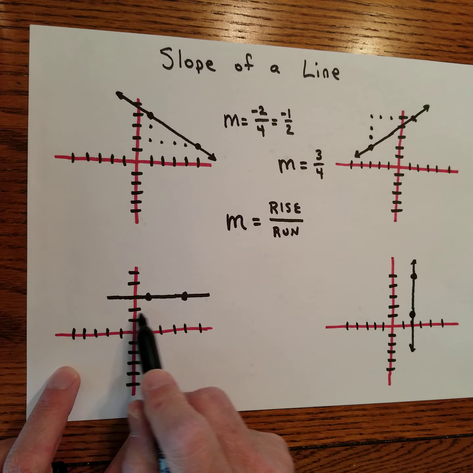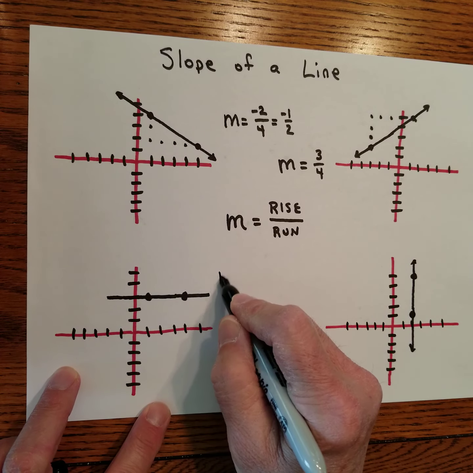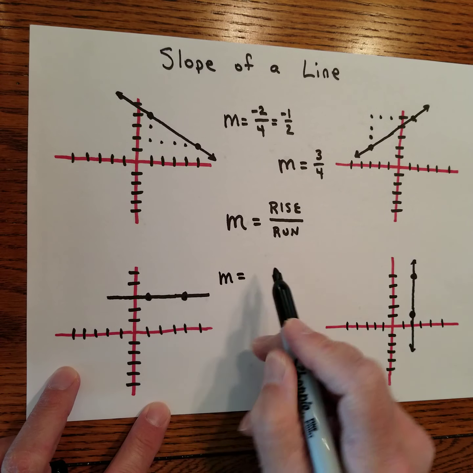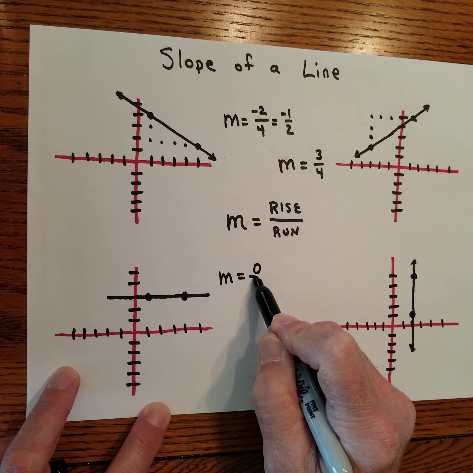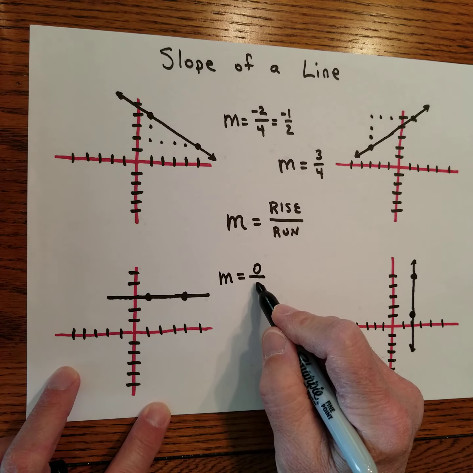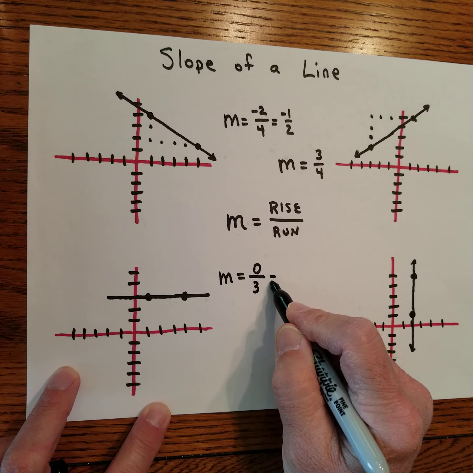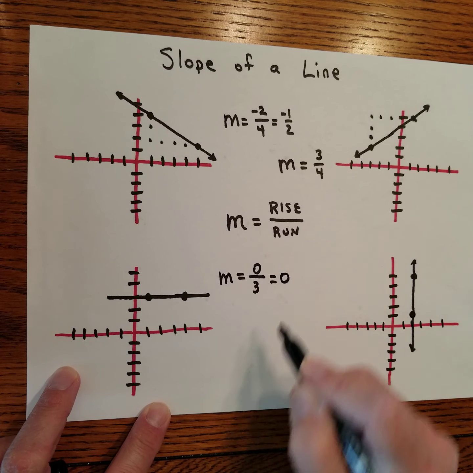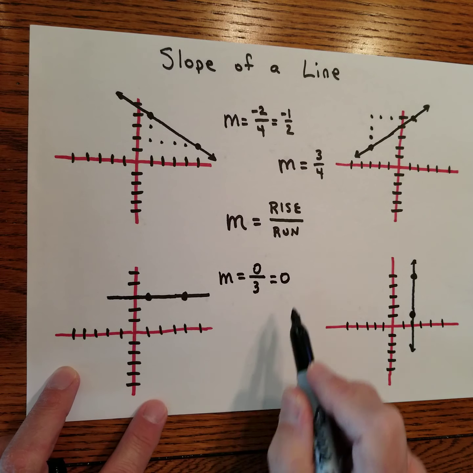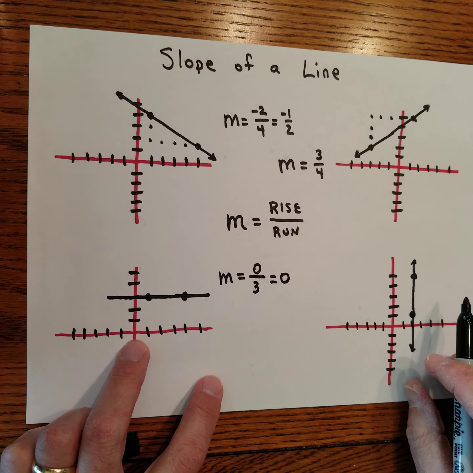This line is horizontal. If I think of it in terms of rise over run, well, from here to here, it doesn't rise at all. All it does is run 1, 2, 3. Of course, 0 divided by anything is 0. So we say that horizontal lines have a slope of 0.